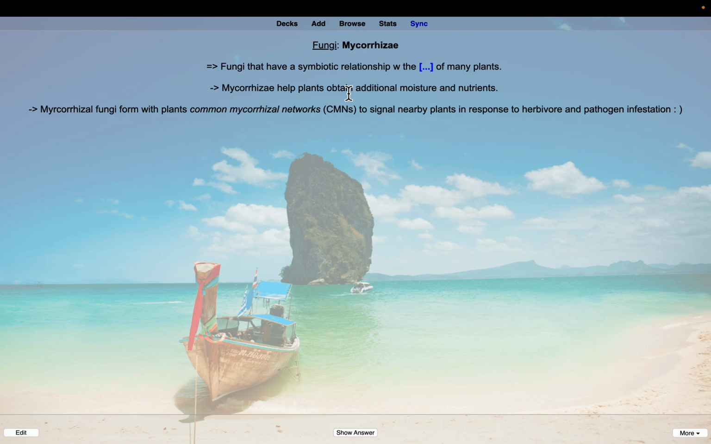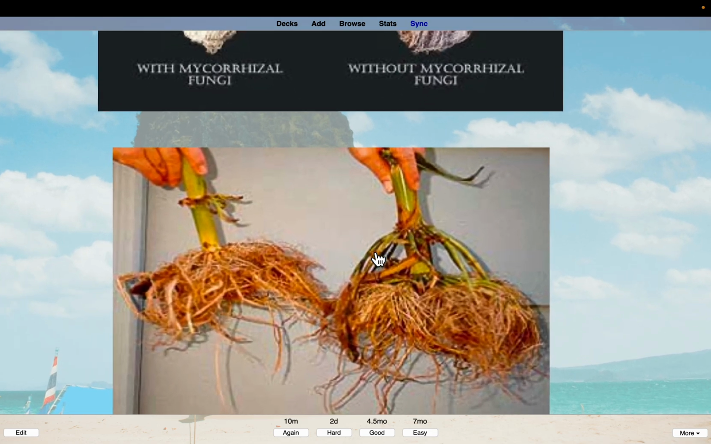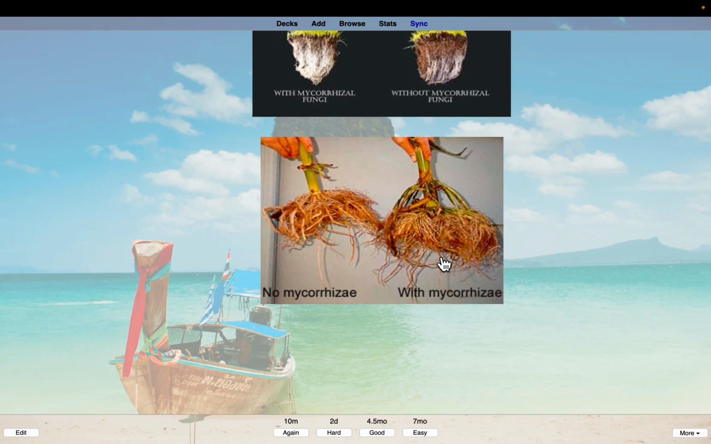Fungi, mycorrhizae. Fungi that have a symbiotic relationship with the roots of many plants. The majority of plants in this world are able to actually grow better in terms of their ability to extend their roots thanks to fungi. As you can see here in this image, plants that are not associated in any way with mycorrhizae have shorter roots. With mycorrhizae, evidently, you can see that the roots are more extended.